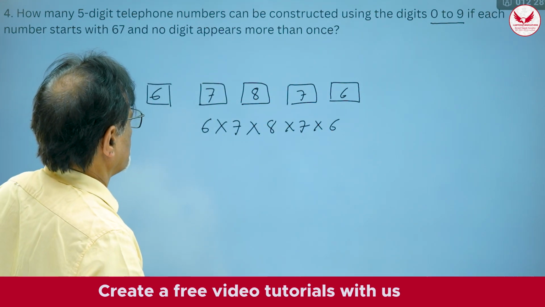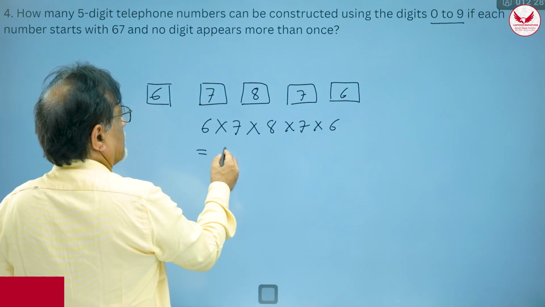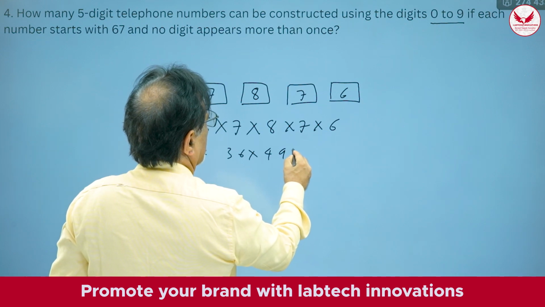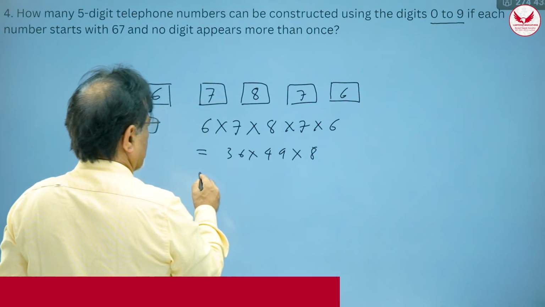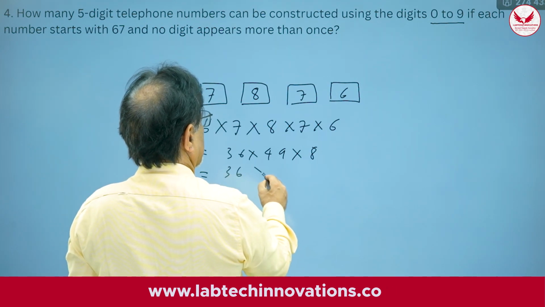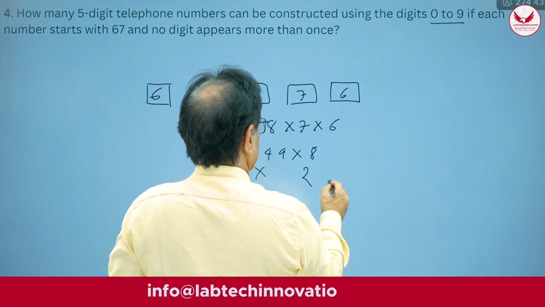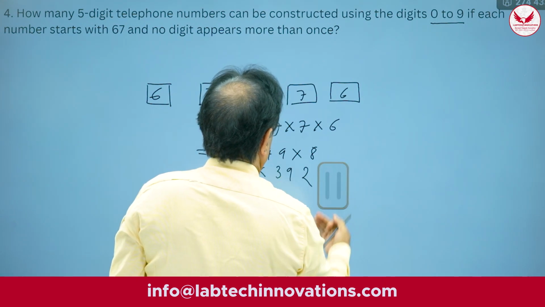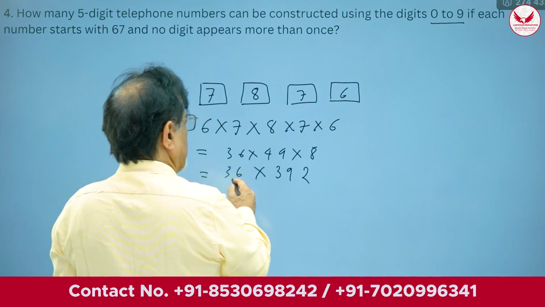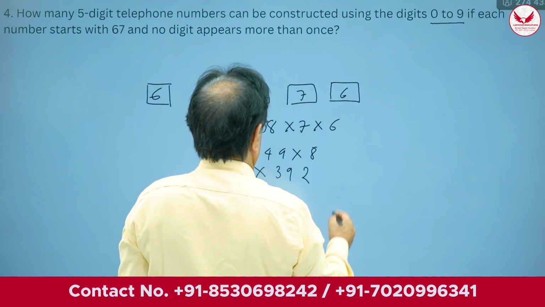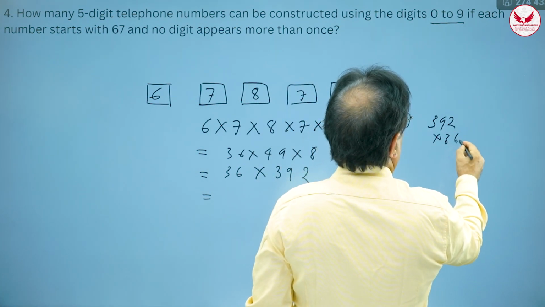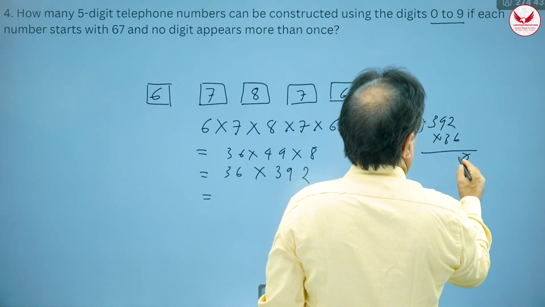Correct? So, which means this is going to be 6 into 6, that is 36, 7 into 7, that is 49, multiplied by 8. Now, that answer is going to be 36 multiplied by 392. I will calculate here. 392 multiplied by 36. My old method of calculation is this.